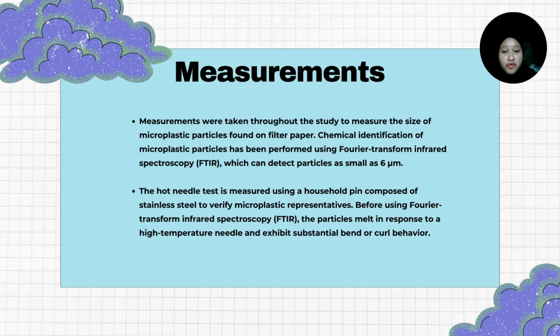Next, as for measurements, we found that measurements were taken throughout the study to measure the size of microplastic particles found on filter paper. Chemical identification of microplastic particles was performed using FTIR, Fourier transform infrared spectroscopy, which can detect particles as small as 6 micrometers. The hot needle test uses a household pin composed of stainless steel to verify microplastics. Before using the FTIR, the particles melt in response to a high temperature needle and exhibit substantial bend or curl behavior.